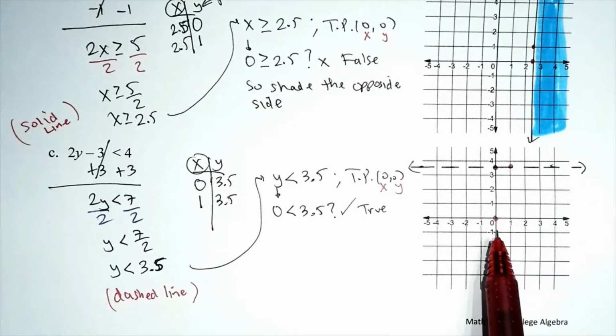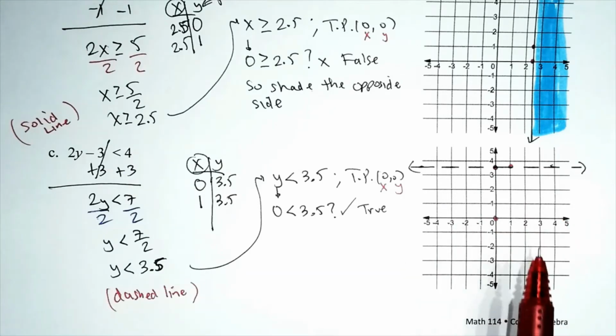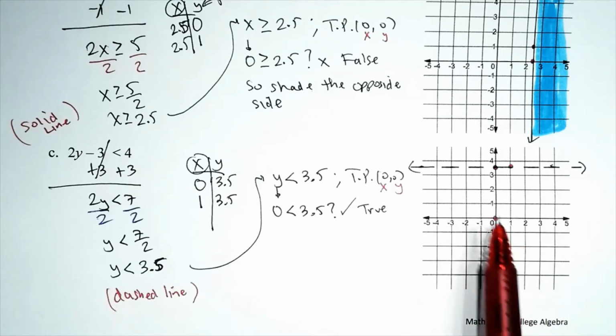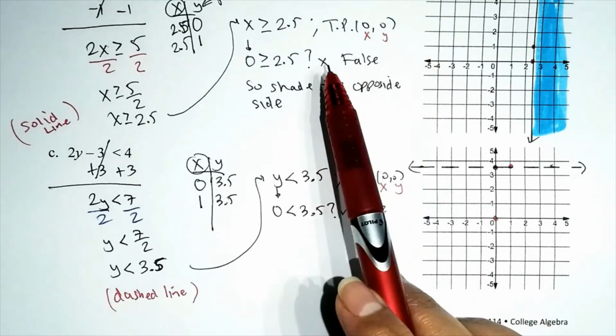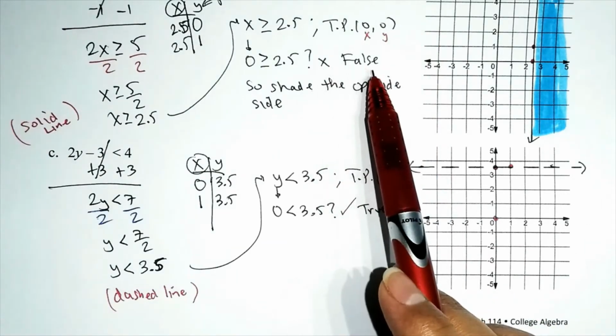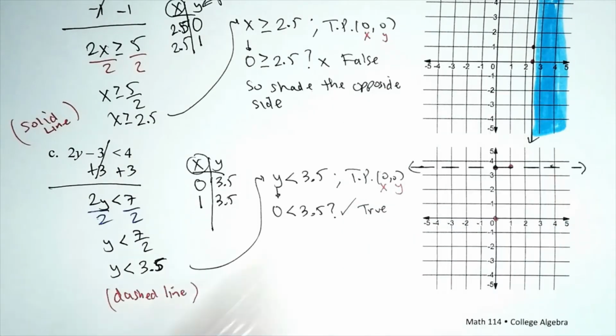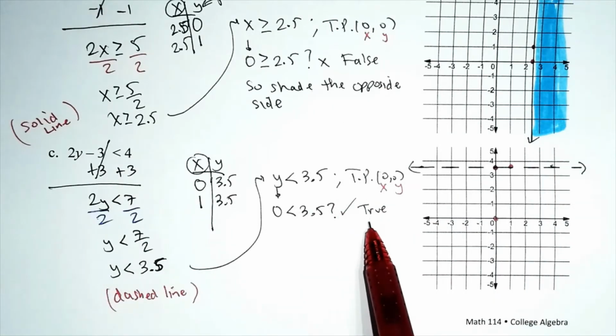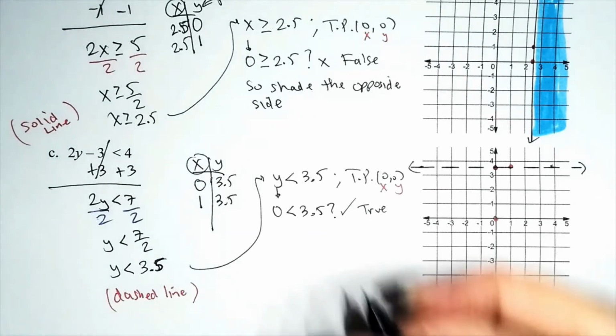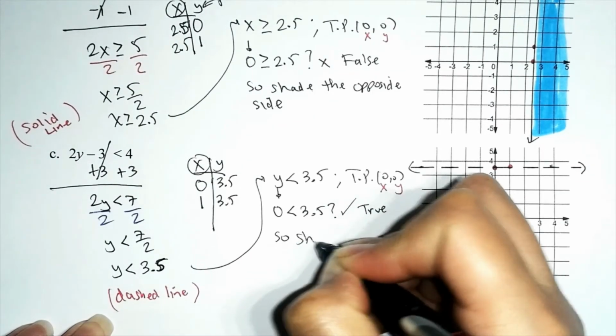Okay, but that's only one solution. Where are the rest of the solutions? The remaining solutions are going to be on the same side. So the moral of the story, this is how it's going to go down. As you do your test point, if it doesn't check out or you get a false statement, you're going to shade the side opposite to where the test point is located. But if you have a true statement or it checks out, then we're going to shade the same side.